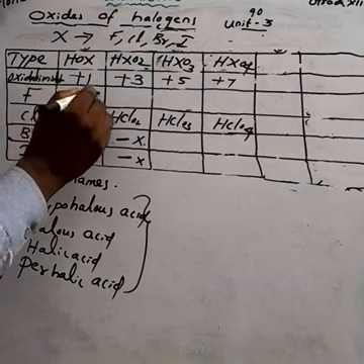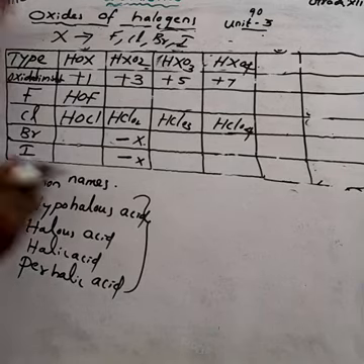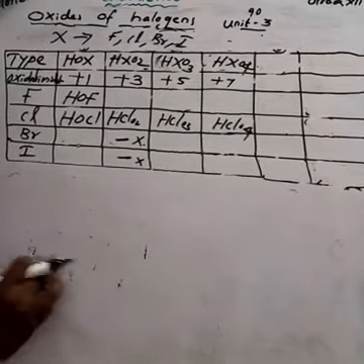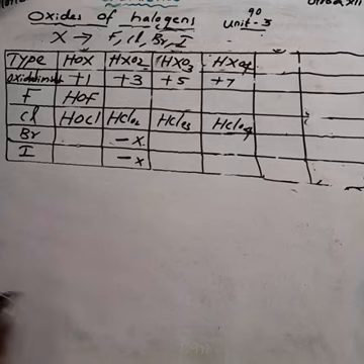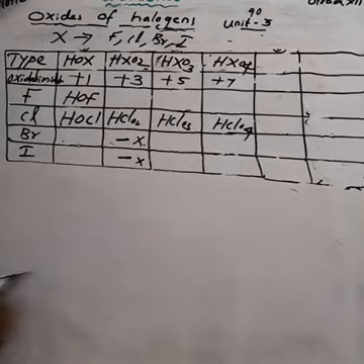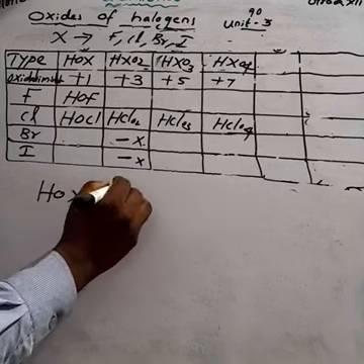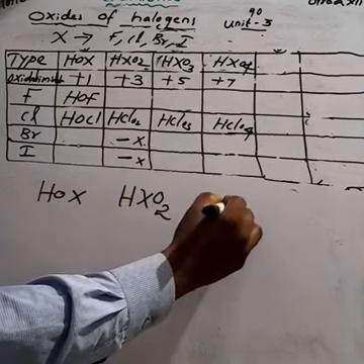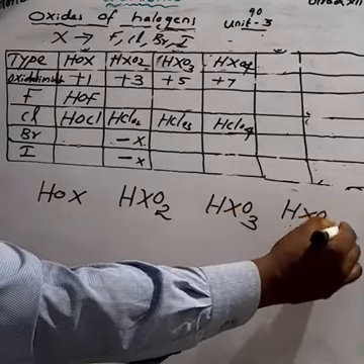And also we can learn about oxidizing power. How can you find the oxidizing power? First you have to write the types. What are the types we learned today? HOX, HXO2, HXO3, HXO4. These are the 4 types.